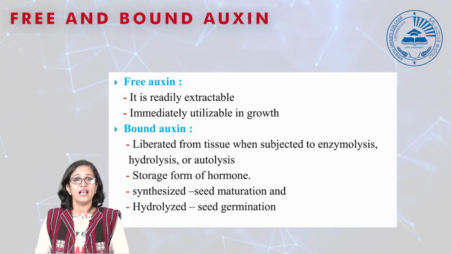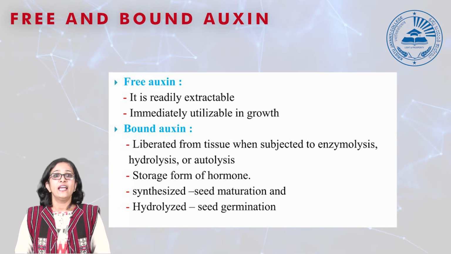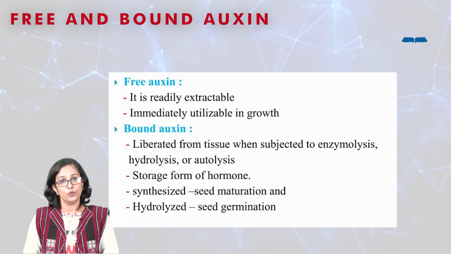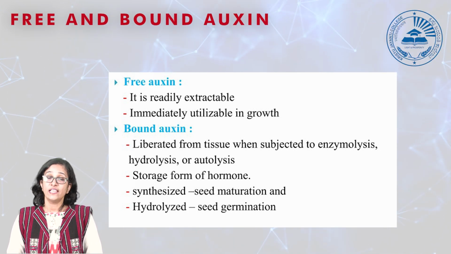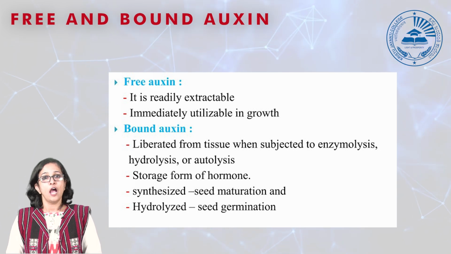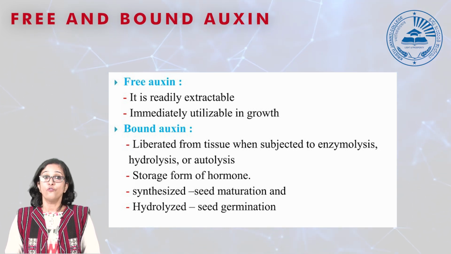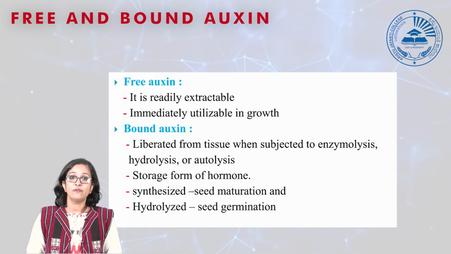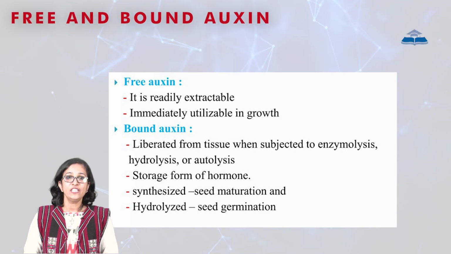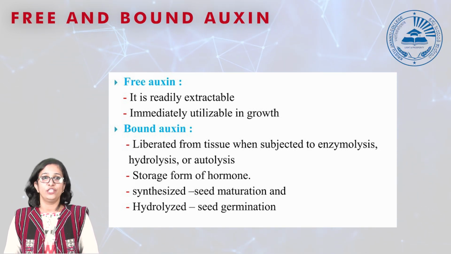Then comes the free and bound auxins. The free auxins are readily extractable and they are immediately utilizable in growth, whereas the bound auxins, which are liberated from tissues when they are subjected to enzymolysis, hydrolysis or autolysis, form the storage form of this hormone. They are synthesized in the seed maturation stage and hydrolyzed during the seed germination stage.